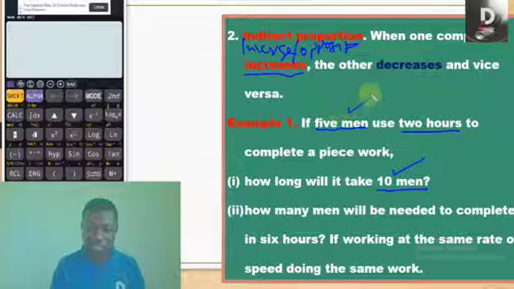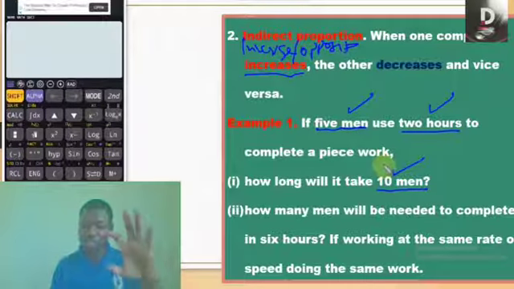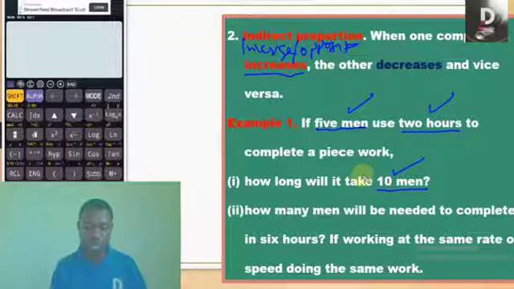5 men, they use 2 hours. Now the men have increased. They need less time. You get it? This is the analysis you have to do. So number of men and work is always indirect proportion, inverse proportion.